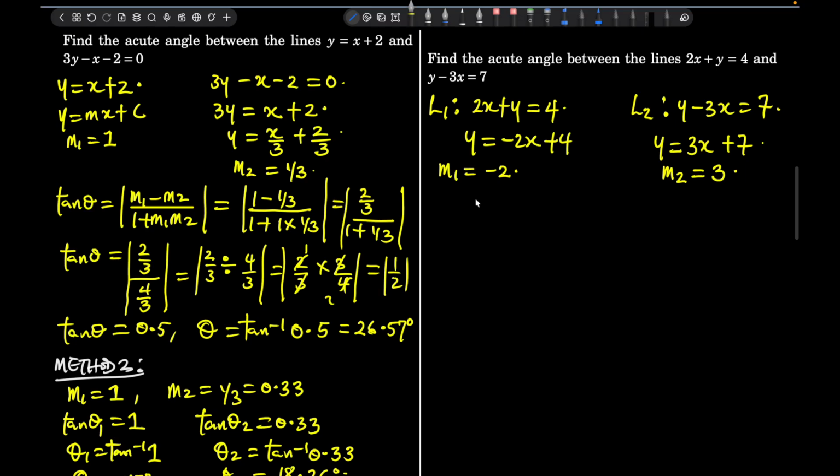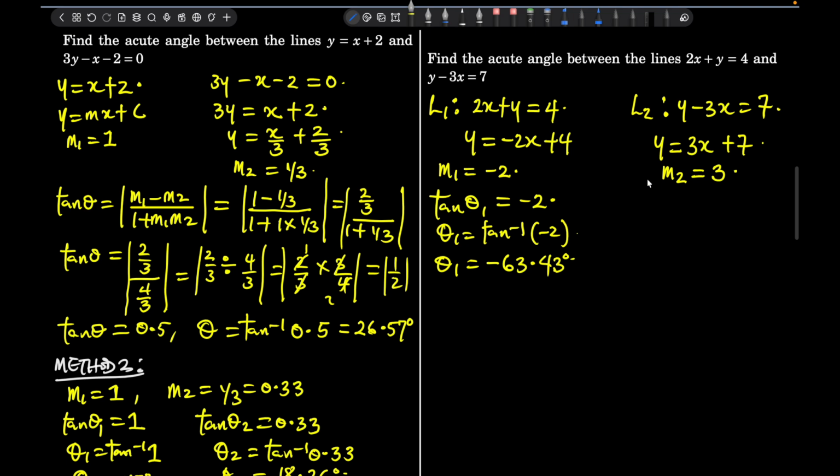So let's solve that first. Now for this one, we use tan theta 1, because m1 is equal to minus 2. So theta 1 is equal to arctan minus 2. So I have my calculator here. Arctan minus 2 is equal to minus 63.43 degrees.